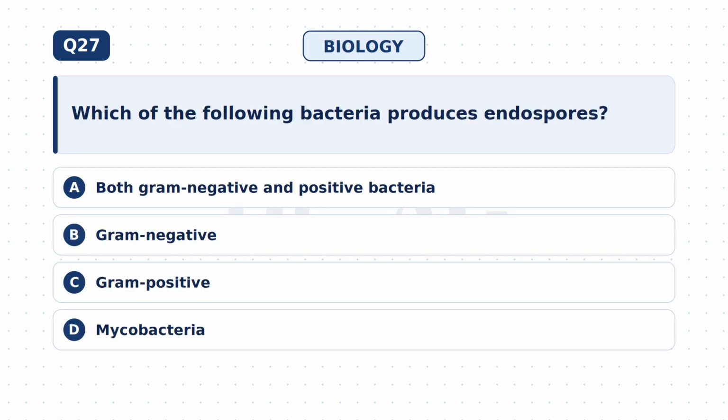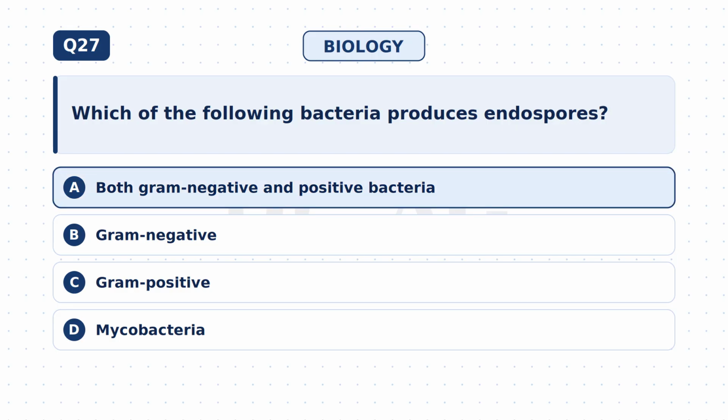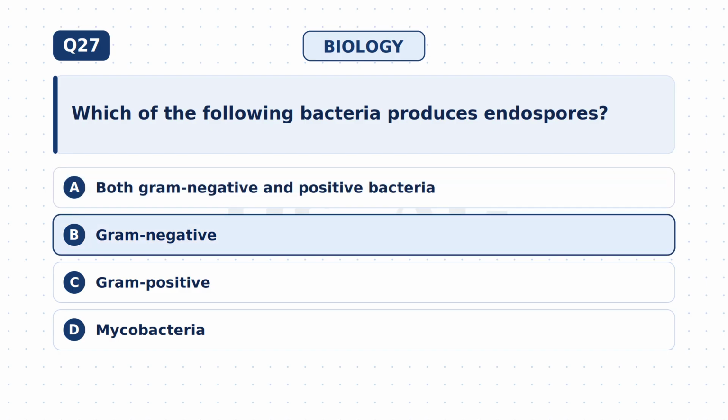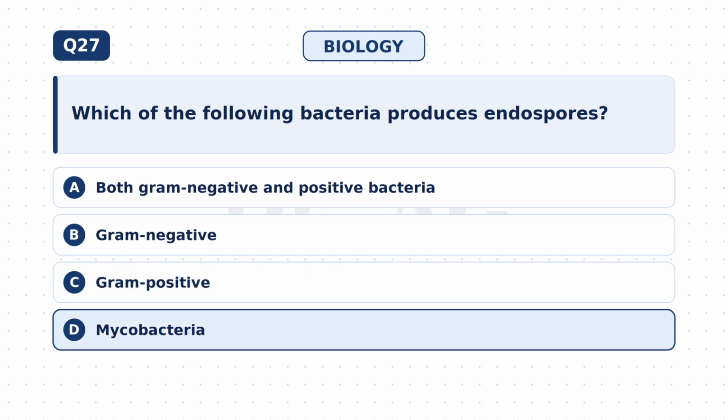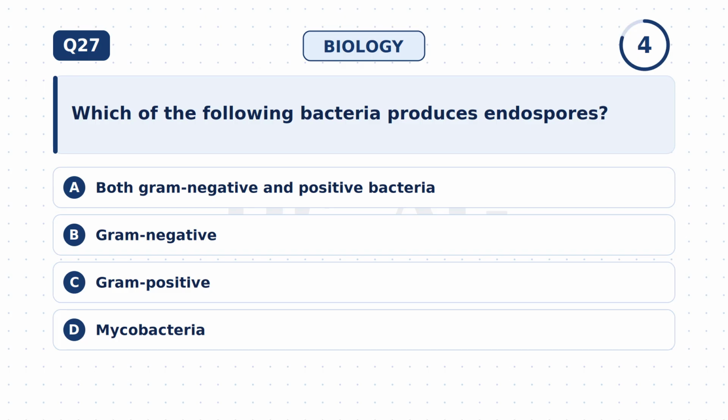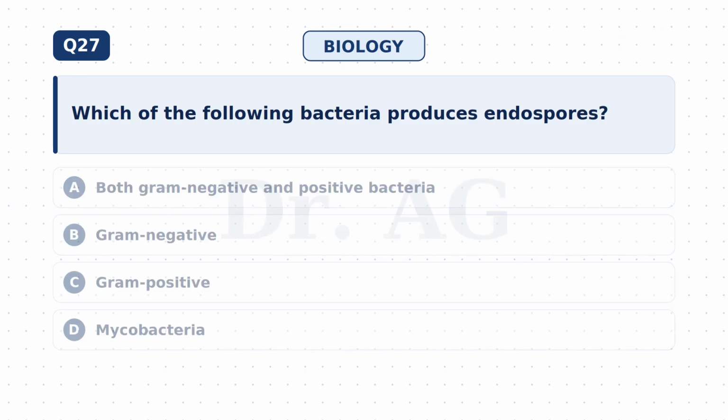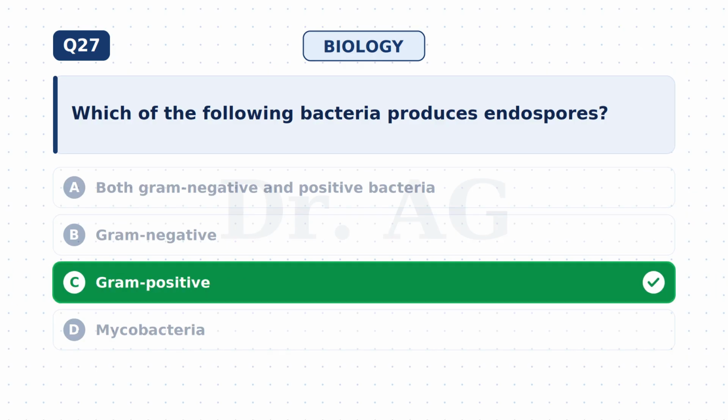Question 27. Which of the following bacteria produces endospores? Option A, both gram-negative and positive bacteria. Option B, gram-negative. Option C, gram-positive. Option D, mycobacteria. The correct answer is C, gram-positive.